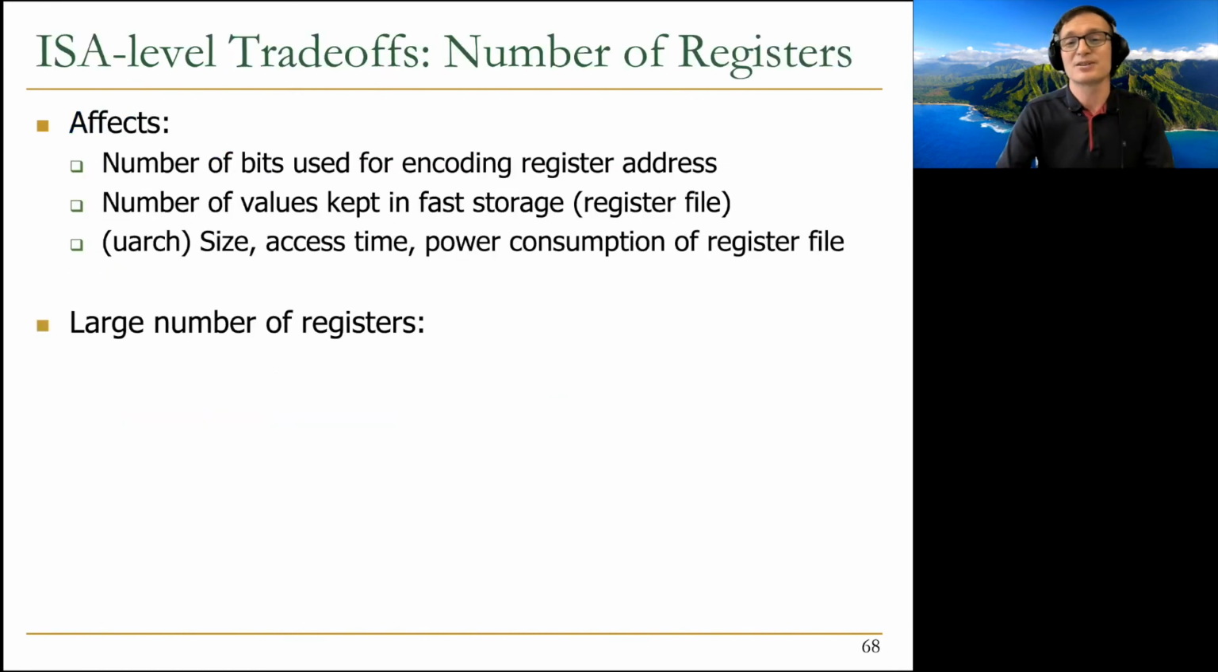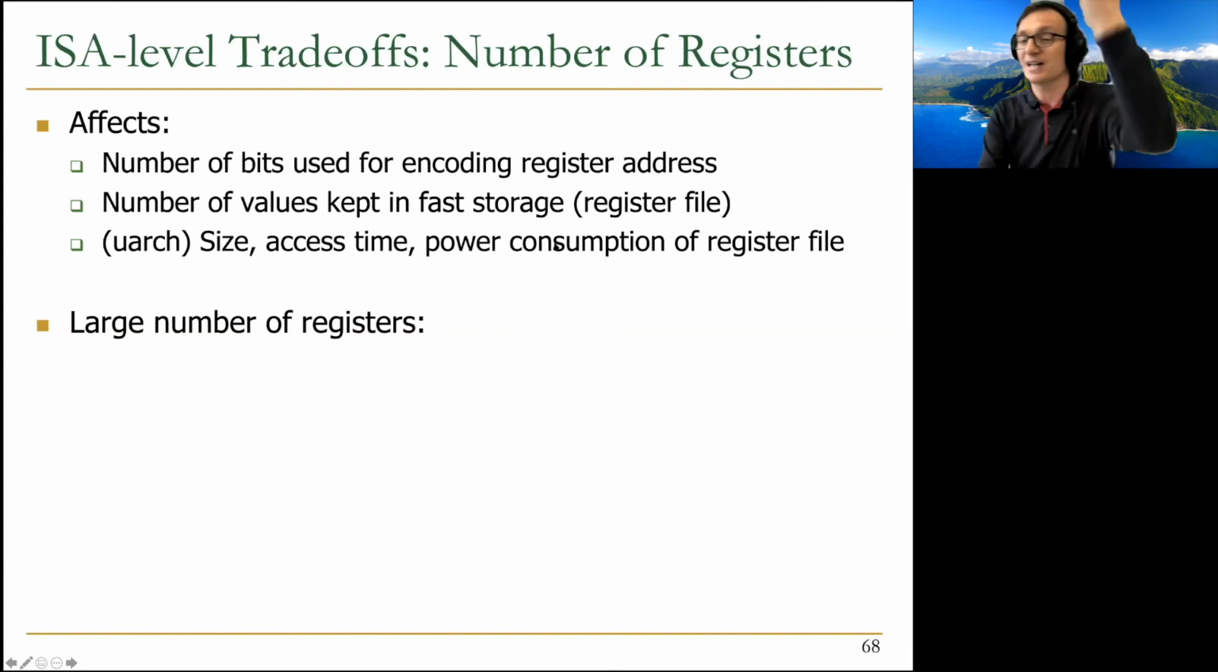So another example trade-off, number of registers. This is also important, I think. Clearly, if you have more registers, there are benefits to it. But if you have more registers, you need to have more bits to encode the register address. But you can have more values kept in fast storage. But you need to implement a larger register file if you have more registers, right? Size, access time, power consumption of the register file increases.